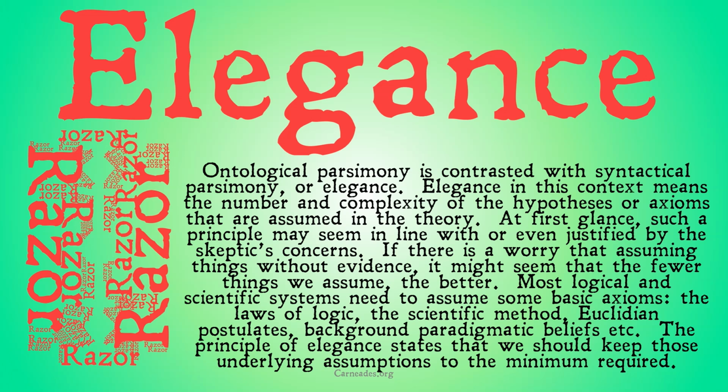Ontological parsimony is contrasted with syntactical parsimony, or elegance. Elegance in this context means the number and complexity of the hypotheses or axioms that are assumed in a theory. At first glance, such a principle may seem in line with, or even justified by, the skeptic's concerns. If there is worry that assuming things without evidence is bad, it might seem that the fewer things we assume, the better. Most logical and scientific systems need to assume some basic axioms to function: the laws of logic, the scientific method, Euclidean postulates, background paradigmatic beliefs, etc. The principle of elegance states that we should keep those underlying assumptions to the minimum required.